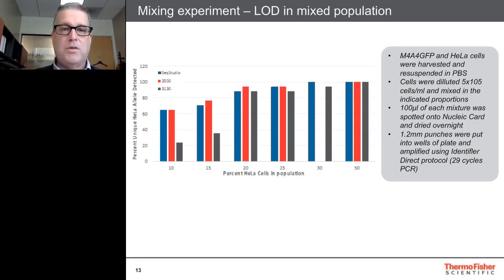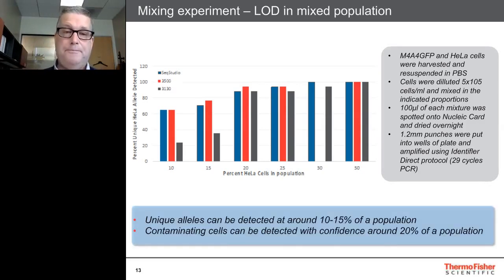To show how this works, I took different amounts of HeLa cells, mixed them with the M4A4 GFP cells in PBS, spotted them onto the Copan cards, dried them, and then analyzed punches after drying overnight by PCR. You can see here that on a 50% mixture, a 1-to-1 mixture of HeLa cells and M4A4 GFP cells, you're getting a perfect detection of all the HeLa cell alleles that are present in that mixed population.